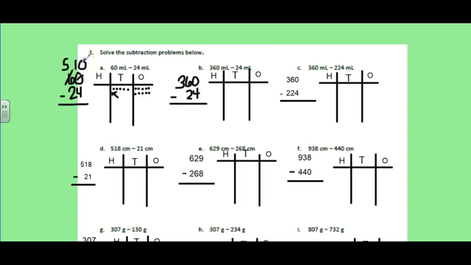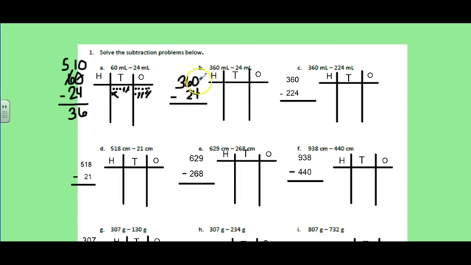So now we can do 10 ones minus 4, so we're going to take away 4 ones, and that leaves us with 5 in this row and 1 in this row, so that's 6. So we're going to put 10 minus 4 was equal to 6. We have 5 tens, and we need to take away 2, so we're going to take away 2, and that leaves us with 3 tens. So our answer to this problem was 36.